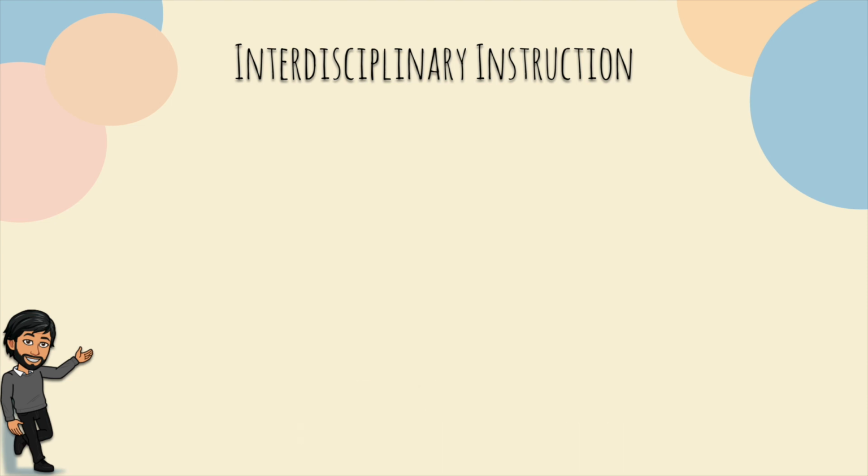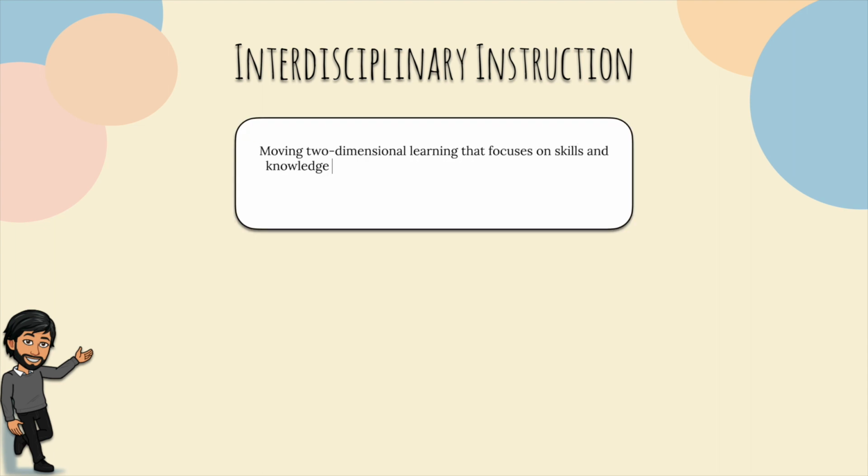So interdisciplinary instruction is all about the movement of student learning from two-dimensional, where we focus just on skills and knowledge, to three-dimensional, where we focus on transferring those skills and knowledge regardless of time, place, or situation. So basically that means that we're looking to design lessons and activities for students so that when they learn that knowledge or practice that skill, they can then apply that to a new situation in another class or outside of the school day where they're confronted with a problem that they have to solve on their own.